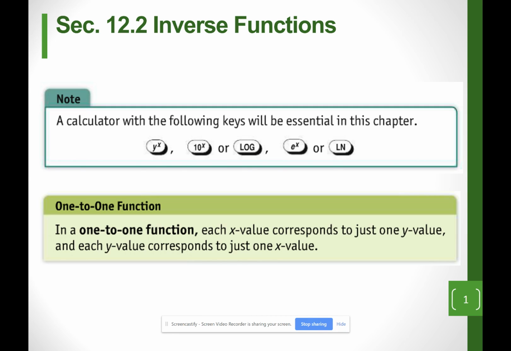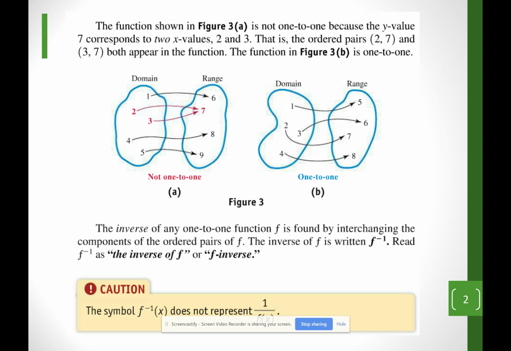Now, in 12.2, we're going to be looking at the inverse of the functions and whether they are one-to-one. A one-to-one function is when each x value corresponds to only one y value, and each y value corresponds to just one x value. What that mumbo jumbo means is, first of all, it is a function if on the domain, I'm looking at the x's, each x is only used once.